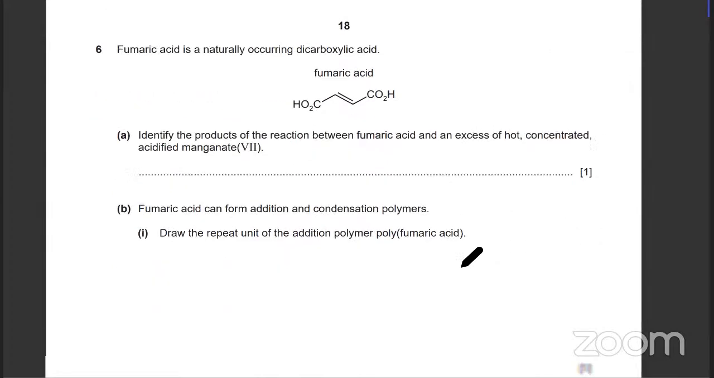Now the next one is fumaric acid. Identify the products of the reaction between this and hot concentrated KMnO4. The double bond will completely break, and the rule is that if the double bonded carbon atom has 1 carbon chain, it turns into a carboxylic acid. So there was a carboxylic acid on one side already. The other carbon will also turn into a carboxylic acid. The other side would be exactly the same. So this is the product that's going to be formed.